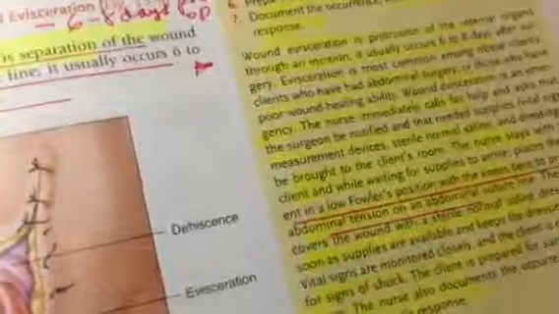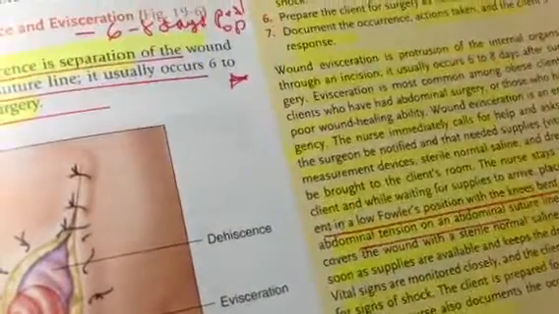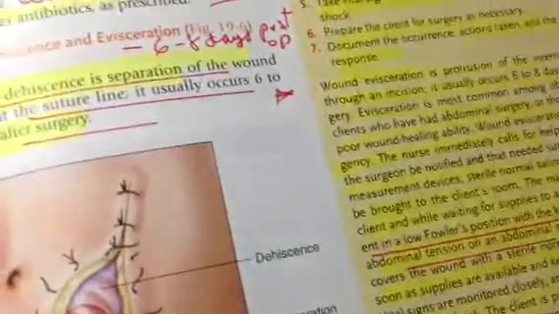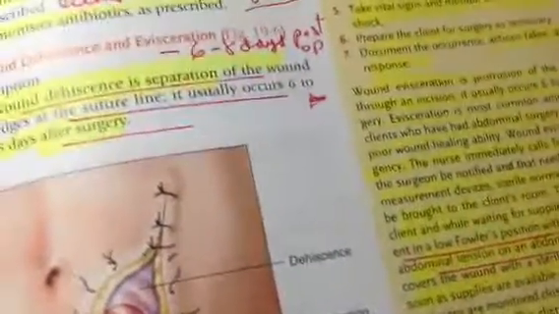Actions to take if evisceration occurs. Call for help. Ask that the surgeon be notified and that needed supplies be brought to the client's room. Stay with the client.